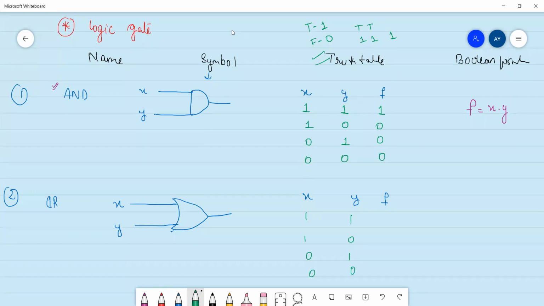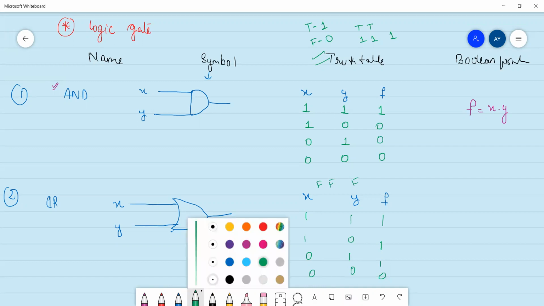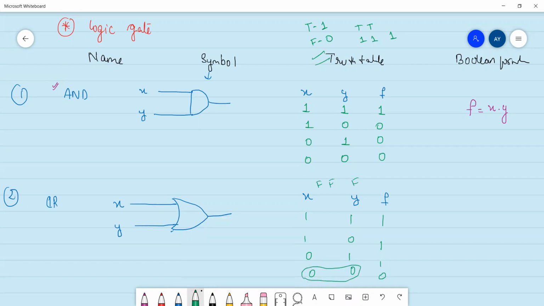So what will be the function for this? If you have 1, 1, it will be 1; 1, 0 will be 1; 0, 1 will be 1; 0, 0 will be 0. Like if you have two false, then the statement is false, otherwise it is true. So here you have two zeros, and that is the reason you will be having 0. So what will be the Boolean formula for this? F equals to, we are talking about OR, so this will be X plus Y.